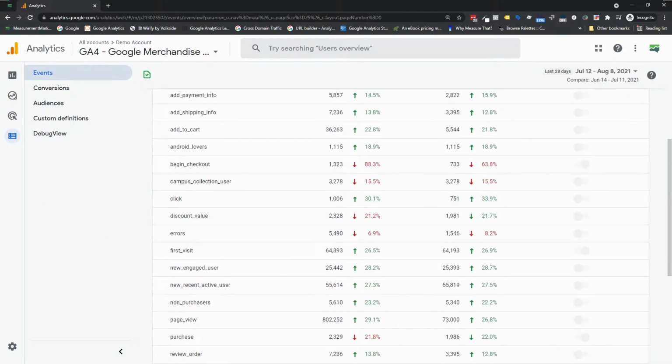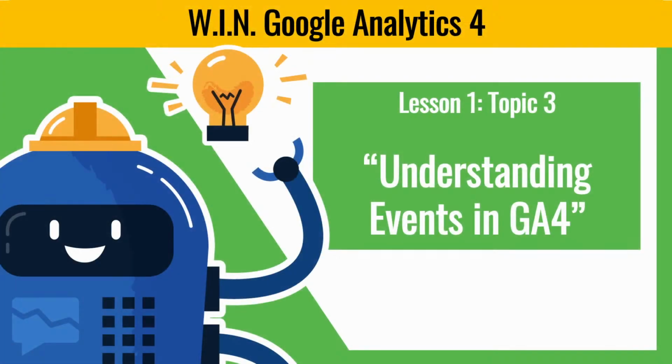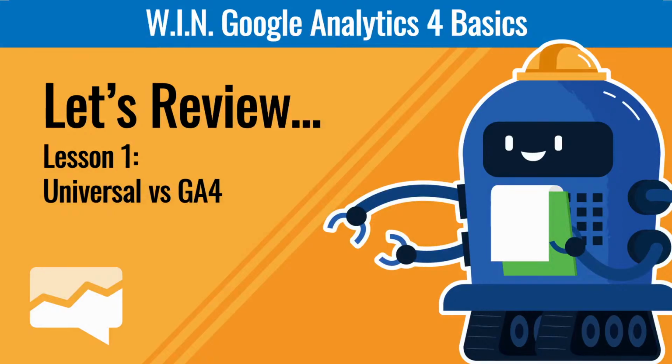So I just wanted to introduce those and hopefully get you thinking about how everything in GA4 is an event. We have to sort of rethink our structure, our schema, as they call it. So with that, we've wrapped up topic number 3 of lesson number 1, understanding events in GA4. Now, let's review the entire lesson, Universal versus GA4. We'll see you there.